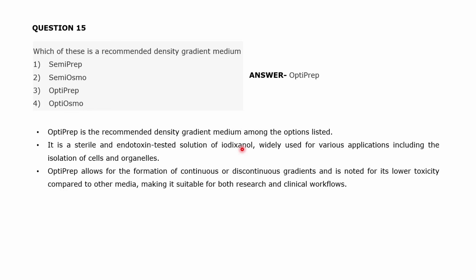So one is that it has the capability to maintain the osmolarity. Second, it has the capability to form a continuous or a discontinuous gradient. And also it has much lower toxicity as compared to other gradient-forming media that have been used. So I hope this particular answer is clear. Do you have any doubt?